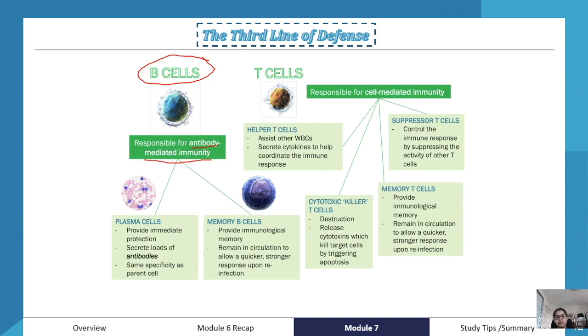They are responsible for humoral. Let me write it down. Oh, I cannot write like that. Please excuse my handwriting. So these are humoral.